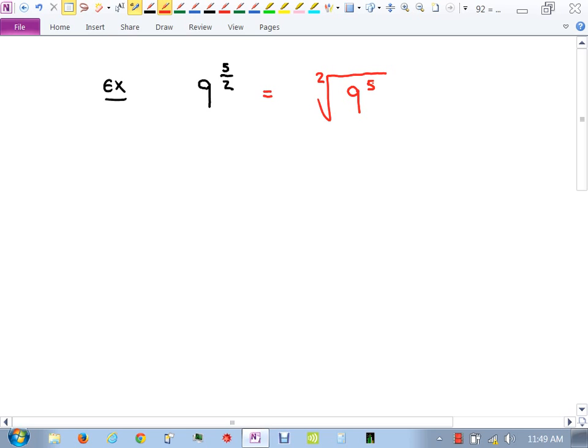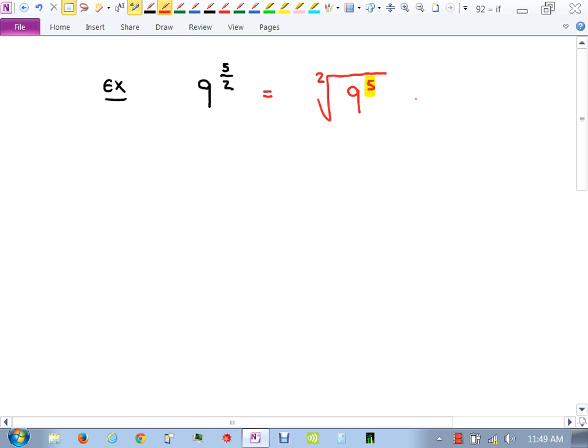Ooh. 9 to the 5th power is 9 times 9 times 9, 5 times, isn't it? It's a pretty big number. You probably need a calculator for that. And then you're going to try and take the square root of that answer. So here's the property I want to show you. Right now, the way I have it written, I'm doing the 5th power on 9 before I'm doing the square root, right? That's what I'm doing.